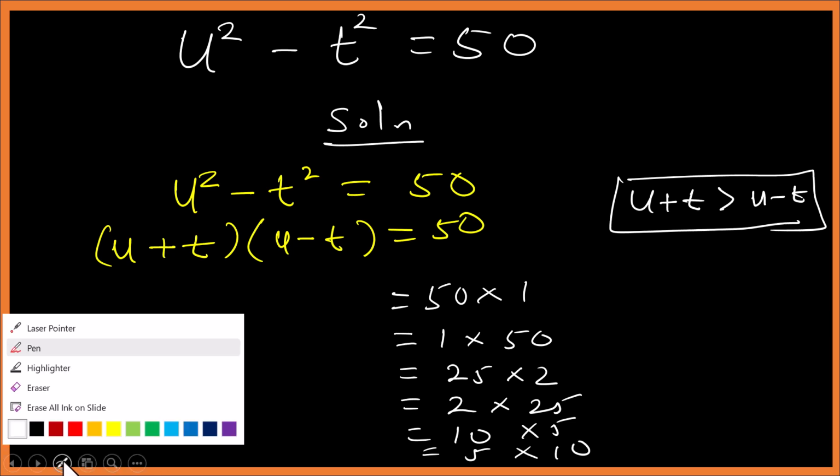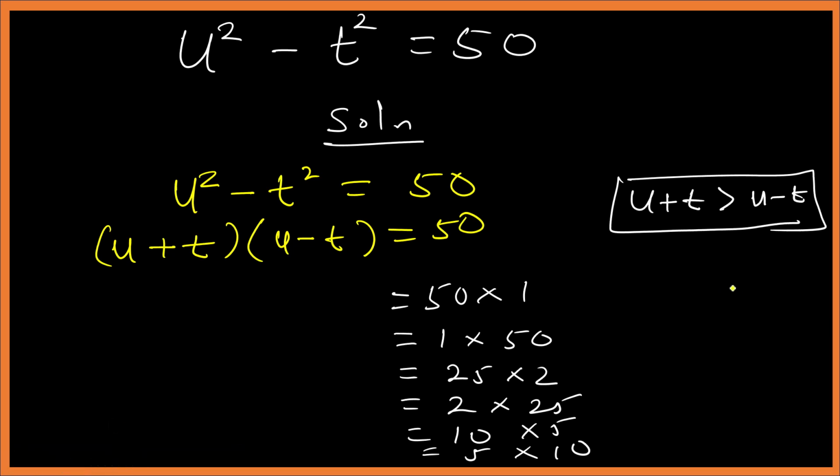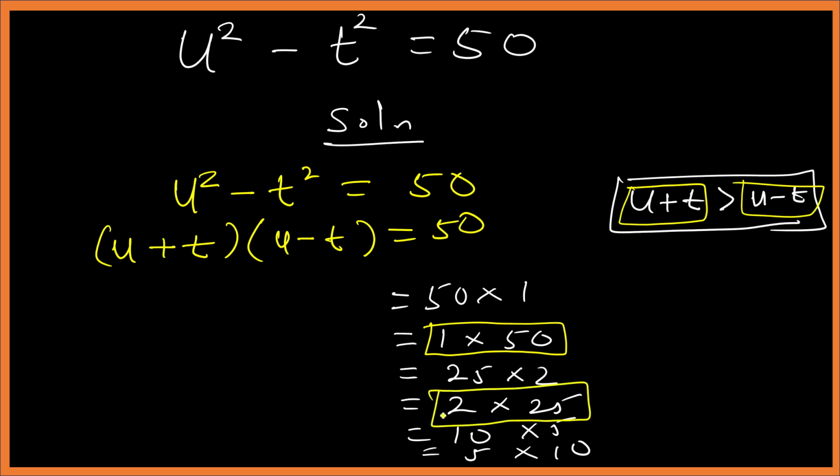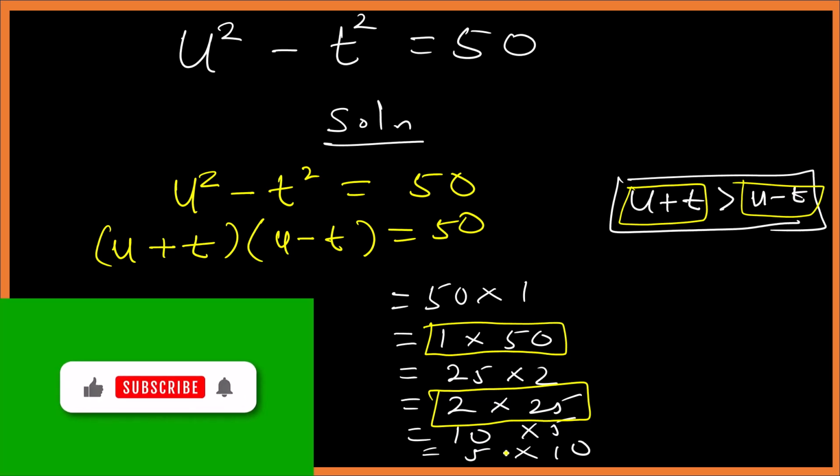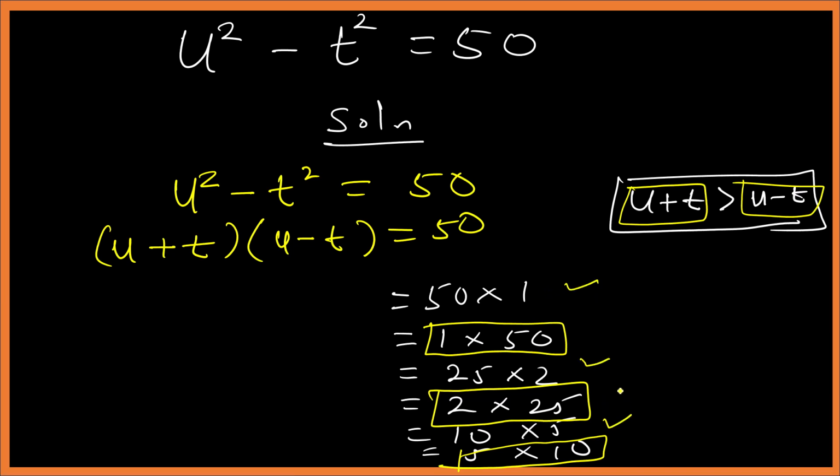Now, looking at this condition, u plus t is more than u minus t. So this one is more than this. I'll keep this, so I'll cancel this one. This one will be maintained, and I'll cancel this. So 10 is more than 5. I'll cancel this. So I'll stick to 1, 2, 3. So let's start with the first condition.